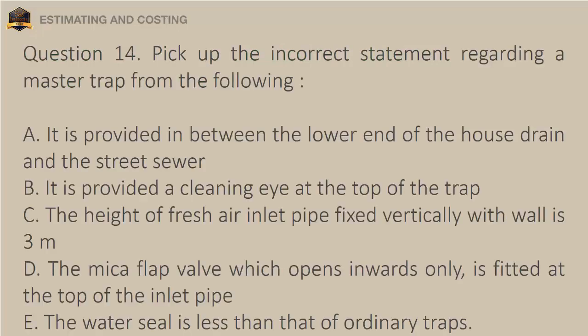Question 14. Pick up the incorrect statement regarding a master trap from the following. A. It is provided in between the lower end of the house drain and the street sewer. B. It is provided a cleaning eye at the top of the trap. C. The height of fresh air inlet pipe fixed vertically with wall is 3 meters. D. The mica flap valve, which opens inwards only, is fitted at the top of the inlet pipe. E. The water seal is less than that of ordinary traps.